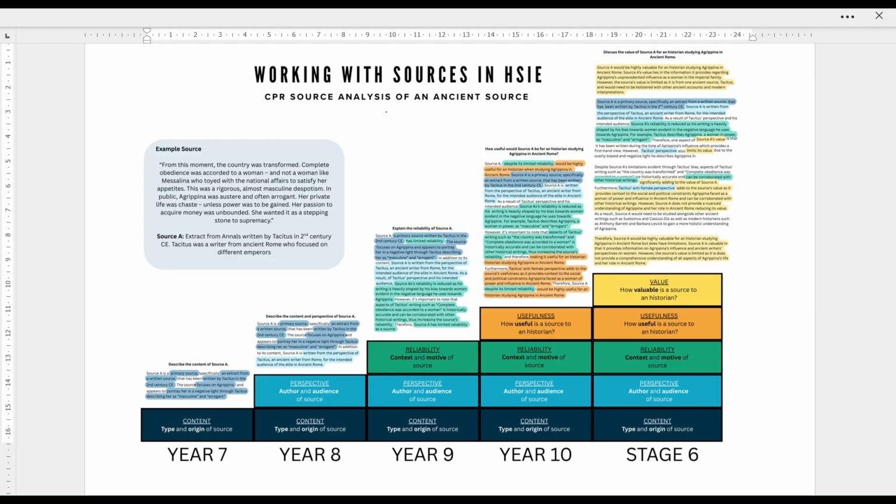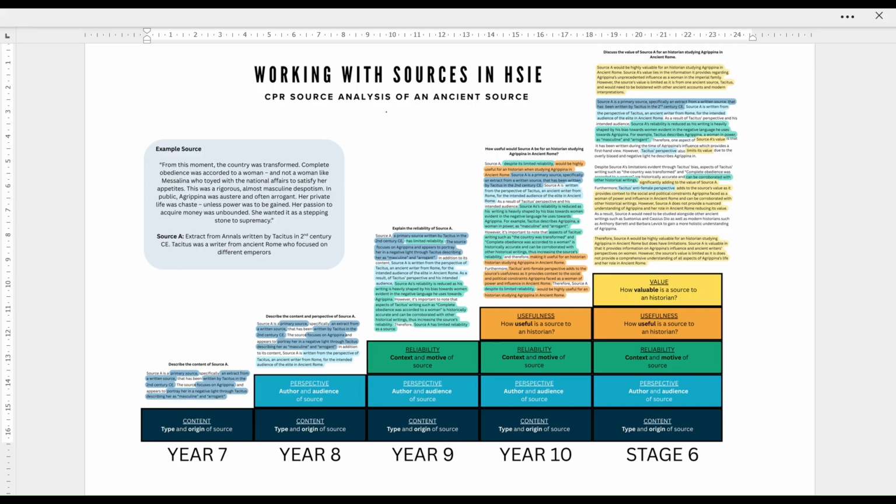And then as you get to Year 10, you use all of what you've learned in Year 7, 8, 9 to help make a judgment about the usefulness of the source. And then in Stage 6, if you decide to do history in Year 11 and 12, you will do the same thing, but also have a skill to be able to make a judgment around the value of a source to an historian. So you don't need to worry about any of that except for what is here on the left-hand side.